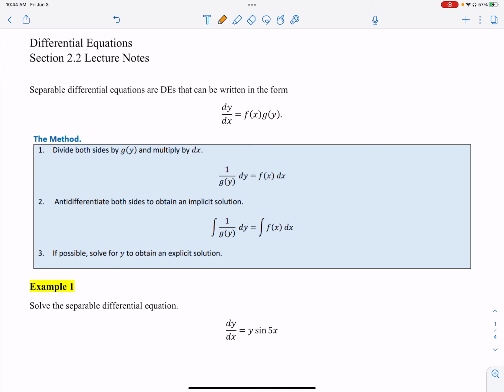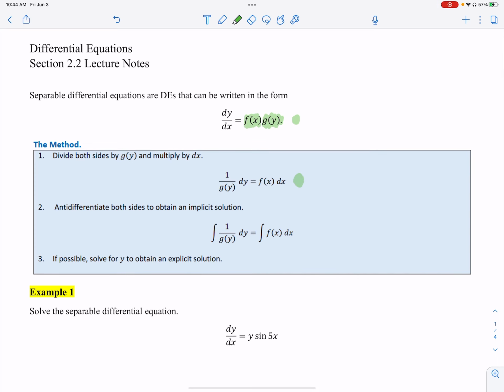But now we're going to look at, what if I have two functions, a function of x times a function of y that equals that? Meaning I can separate them by division. So the method here: if I have this equation, I take both sides and divide by g of y and multiply by dx on both sides. Take a minute and pause if you need to. We should get that equation, multiplying both sides by dx and dividing by g of y. From there, notice we have a dy and a dx, separated like that.